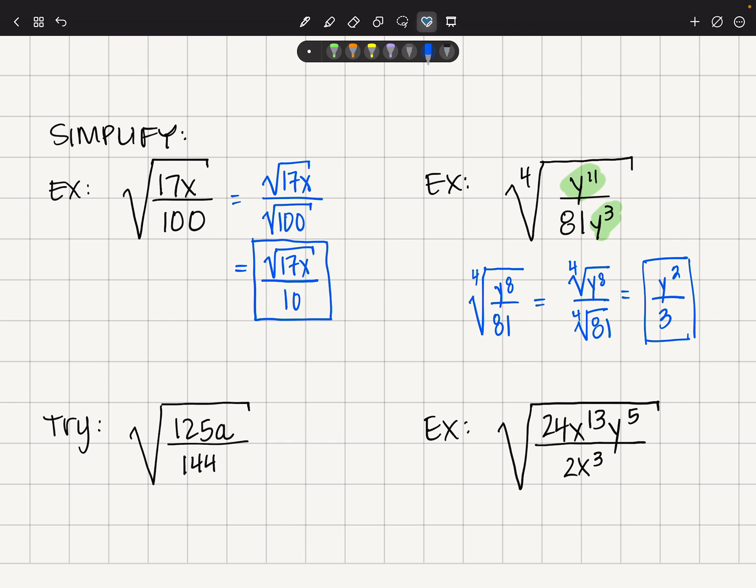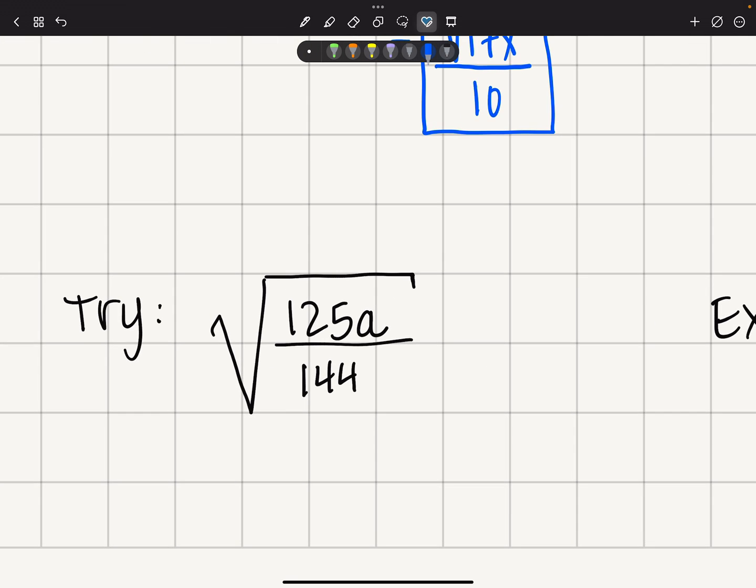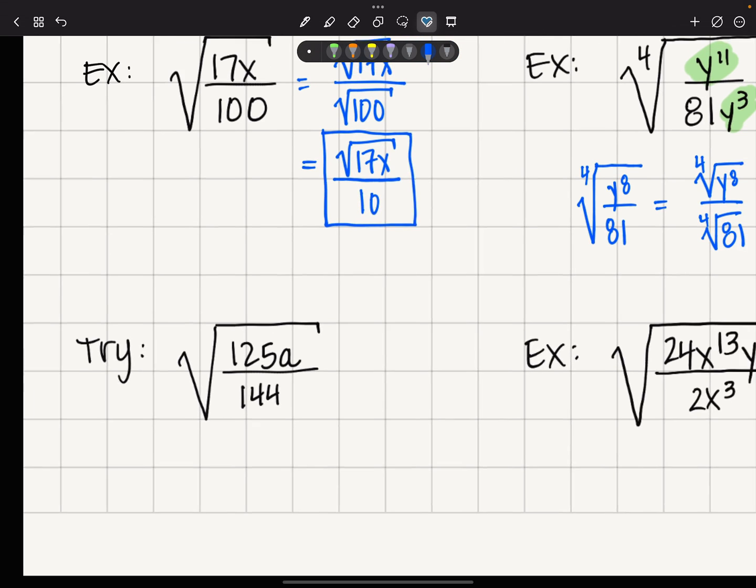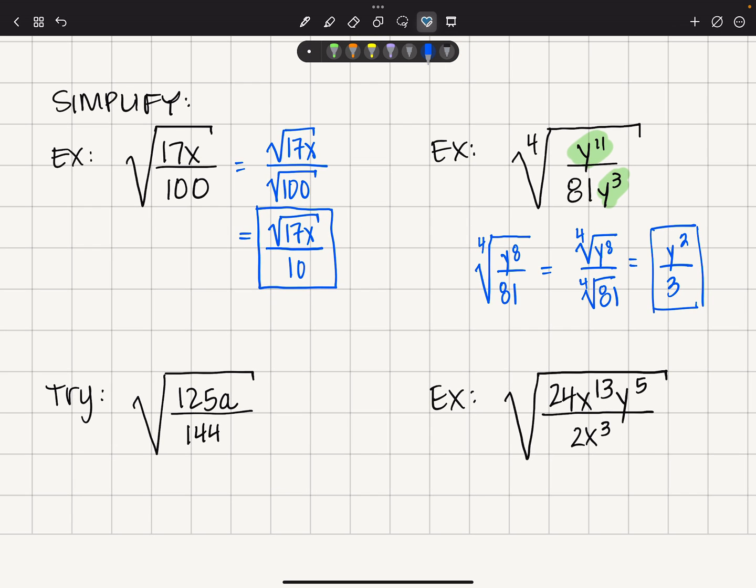Okay, you go ahead and try this next one. And if you're feeling really confident, try the example as well. And when you press play, I'll come back and I'll show you the answers for both. Okay, the try was 5 times the square root of 5a all over 12.